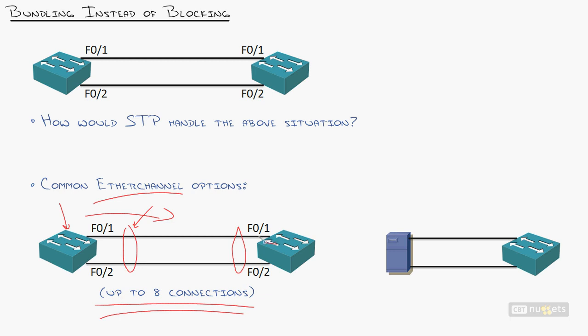I mean, I can have 8 individual cables. So what does that mean? That means if I have 1 gigabit per second lines, I can bundle 8 of them and get a theoretical 8 gigabit per second connection. Now, okay, why are you saying theoretical, Jeremy?